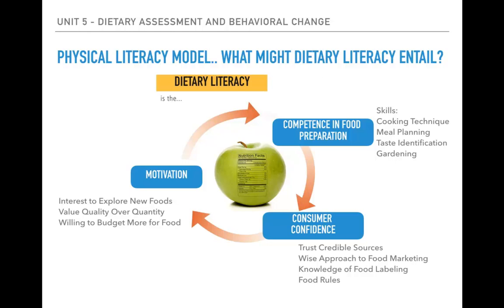Along with competence and confidence must come motivation, which includes a certain level of ambition to try new recipes, value quality of food over quantity of food, and even add a willingness to invest in your health by spending perhaps a little bit more on food. And scales are often devised to quantify a population or individual's literacy. I'm not sure what's been published in the field of nutrition quite yet, but I think it's necessary to think about all of these domains together and not just independently.